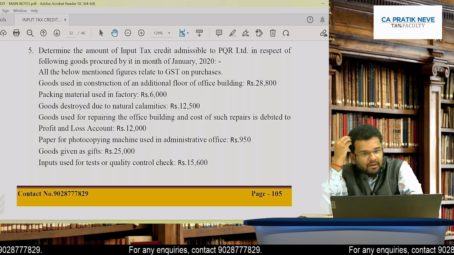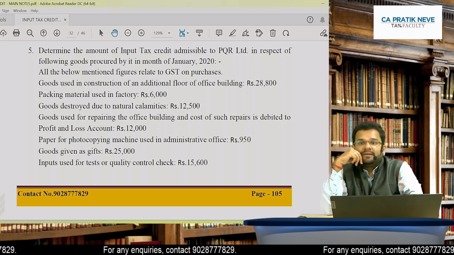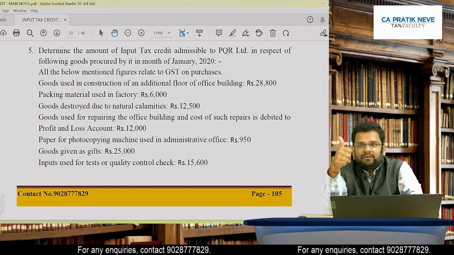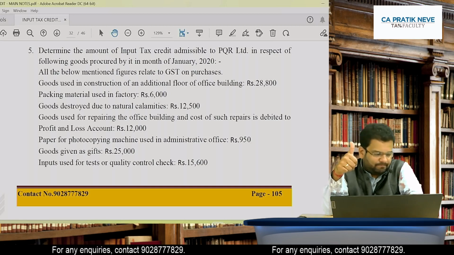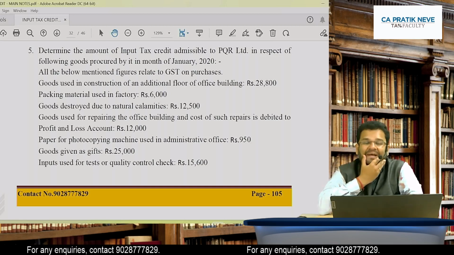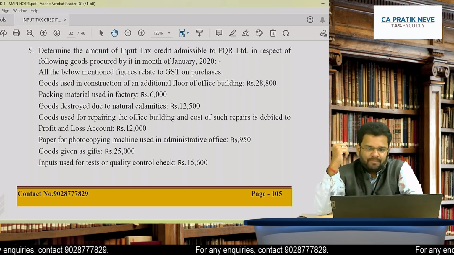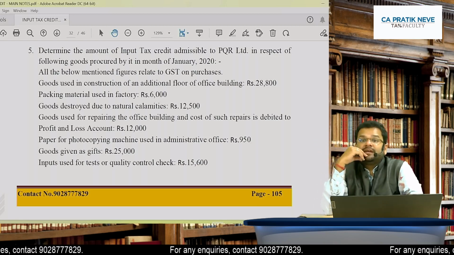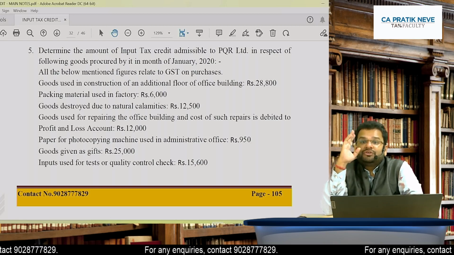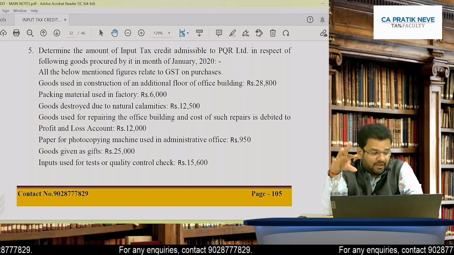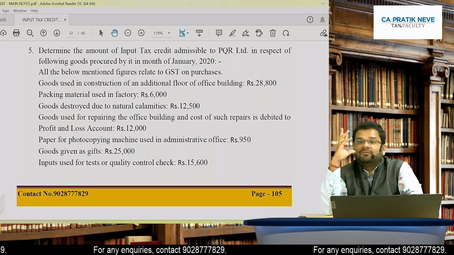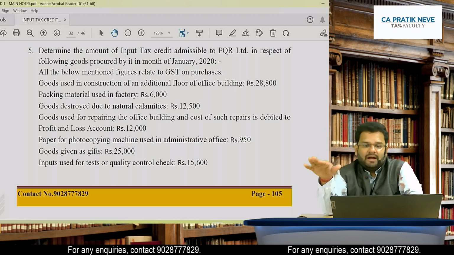Next, packing material used in factory. Packing material used in factory will be allowed, because it is used in course or furtherance of business. Goods destroyed due to natural calamities. So goods destroyed, lost, damaged, given away as gifts, free samples, ITC is not allowed.